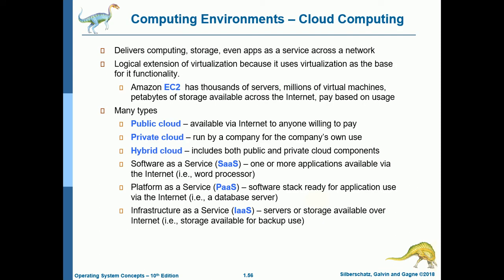So how about cloud computing? The computing environment for it delivers computing, storage, even apps as a service across a network. It's a logical extension of virtualization because it uses virtualization as the base for its functionality. We have Amazon EC2, or EC2 means Elastic Compute Cloud, double C, so that's why it has two at the end. Amazon EC2 has thousands of servers, millions of virtual machines, petabytes of storage available across the internet, pay based on usage. So we have many types.